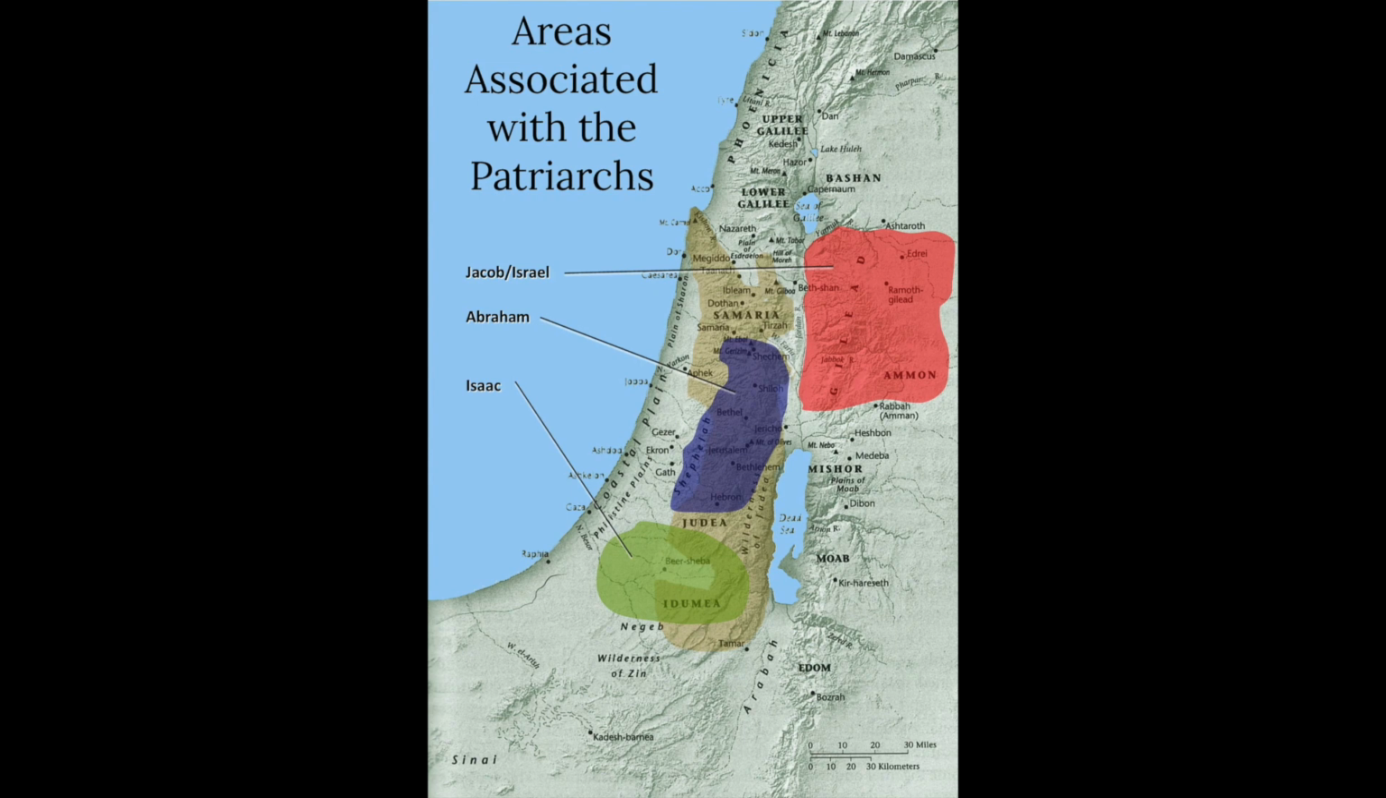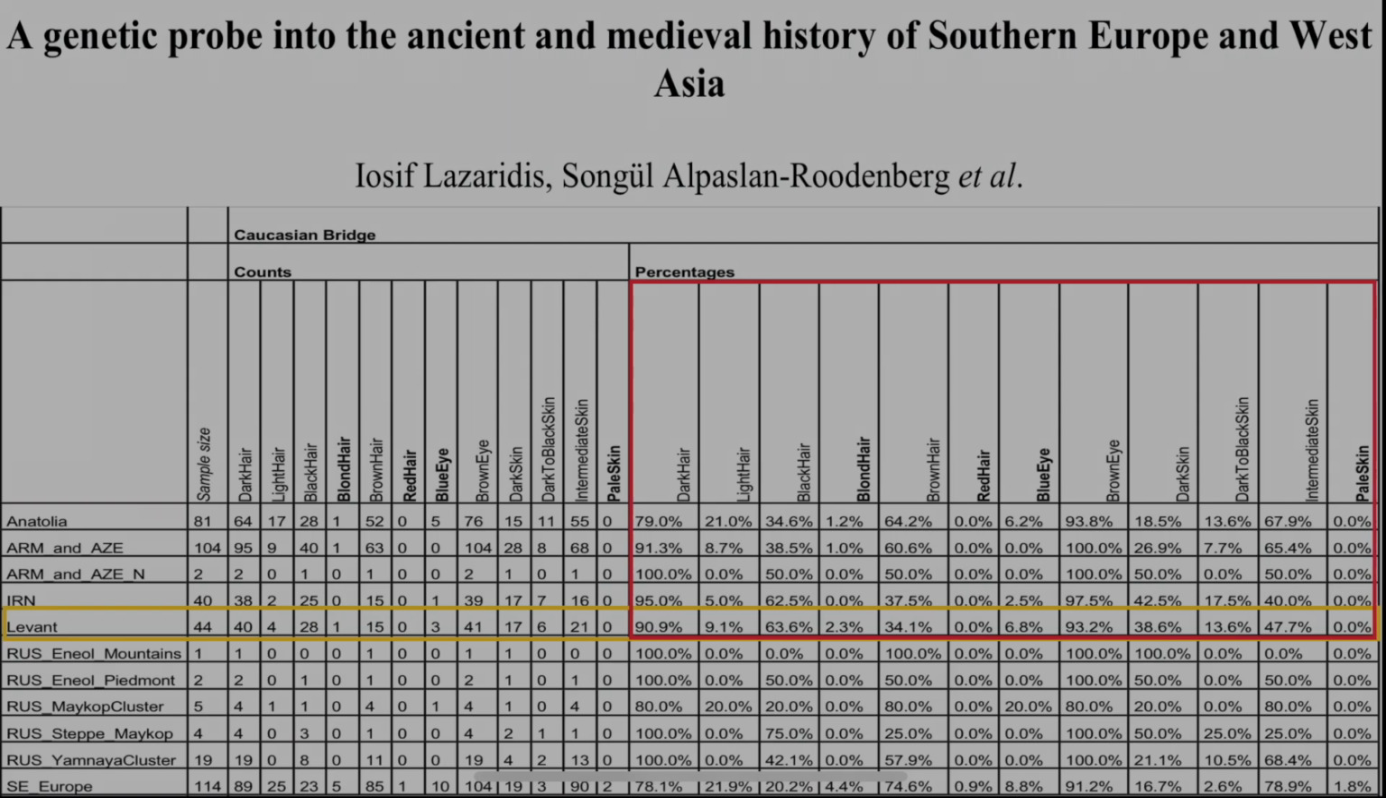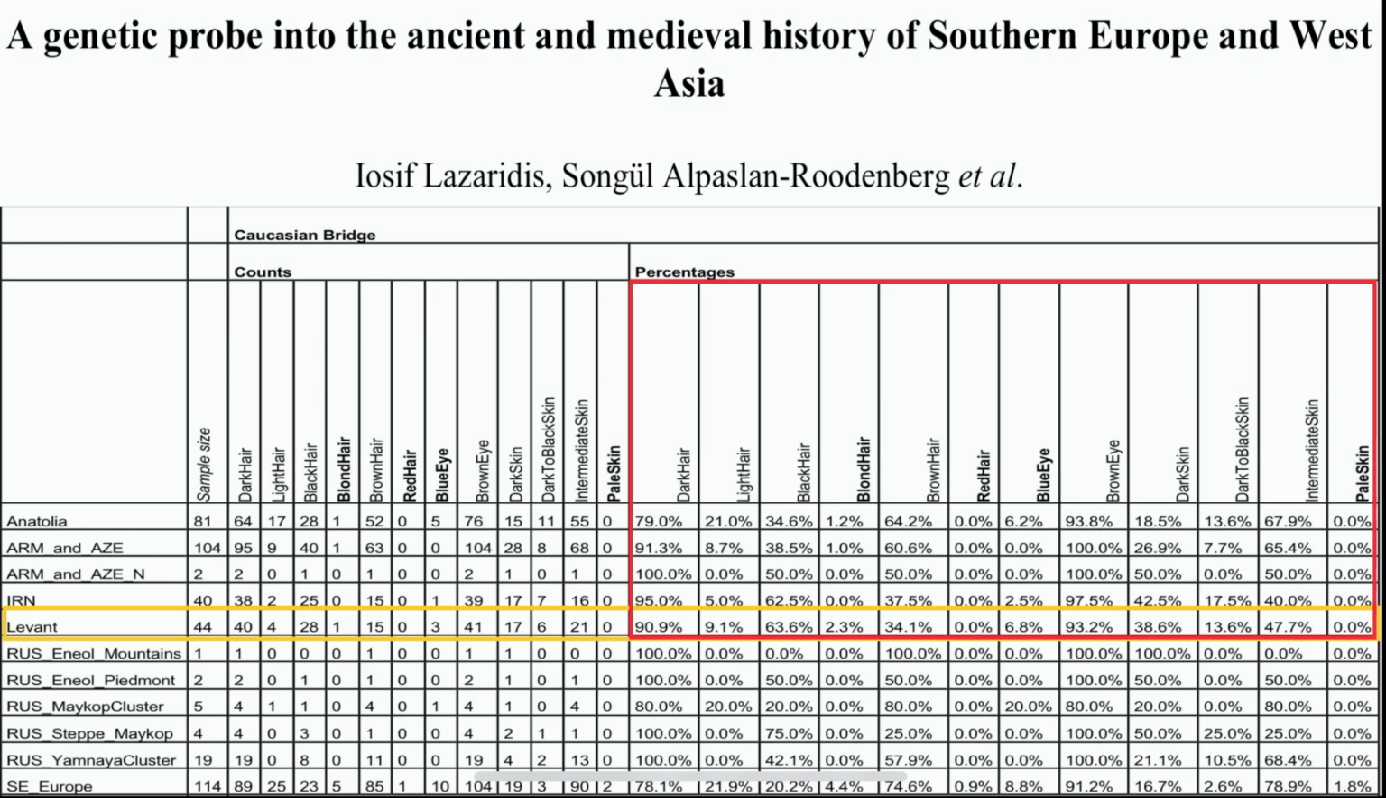Abraham settled in the land of Canaan in the Middle Bronze Age. Isaac, Jacob, and Joseph were all born in Canaan. According to Lazarus 2022 paper, the population in Canaan at the time was intermediate brown and dark to black skinned. There was zero pale skin in that time. If you look at the chart, the yellow box and the red box, dark hair was at 90.9%, but light hair was at 9.1%.